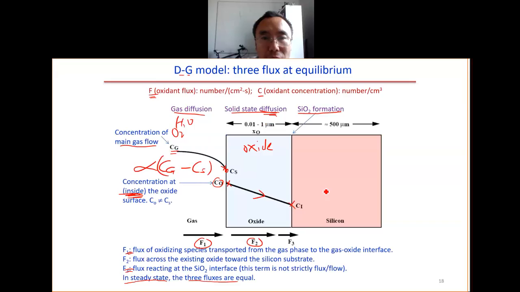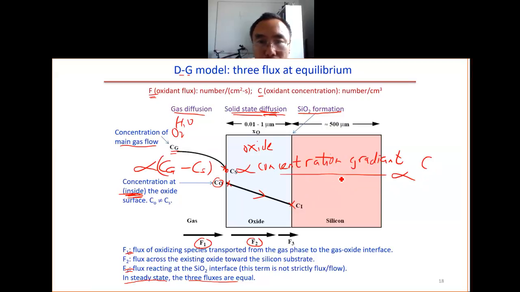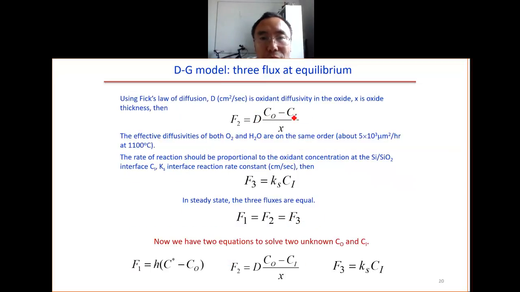So now let's look at the second term, diffusion. The diffusion is driven by the concentration gradient. So when we have the concentration gradient, we have the diffusion. So it's proportional to the concentration gradient, maybe C0 minus Ci divided by the thickness x. This is the concentration gradient. So we put a number D in front. It's given by D times C0 minus Ci divided by x, where x is the oxide thickness. So D is called the diffusivity, the oxidant diffusivity.